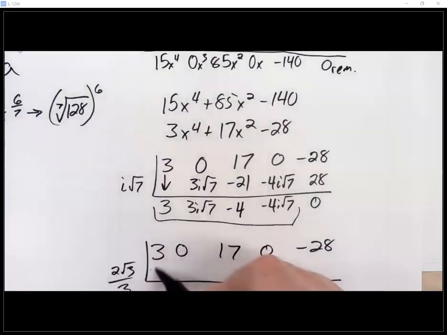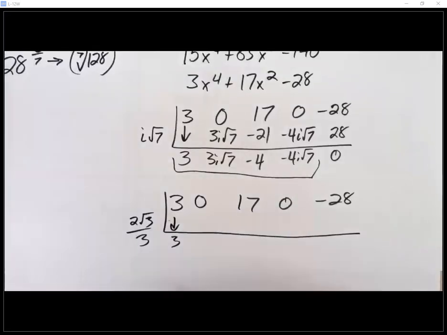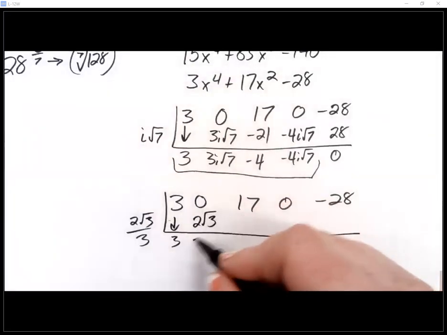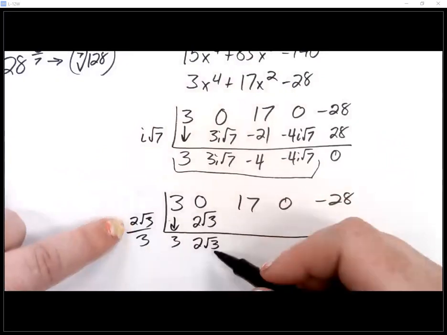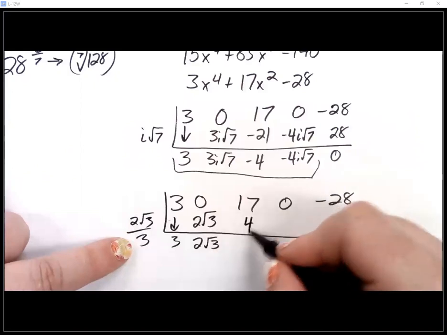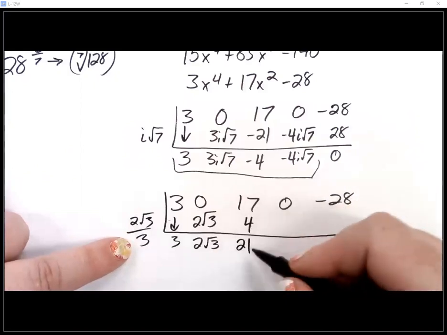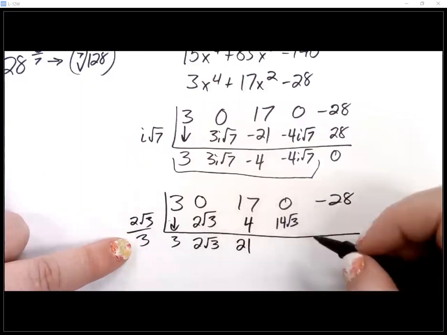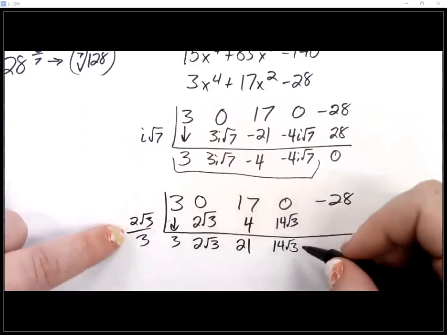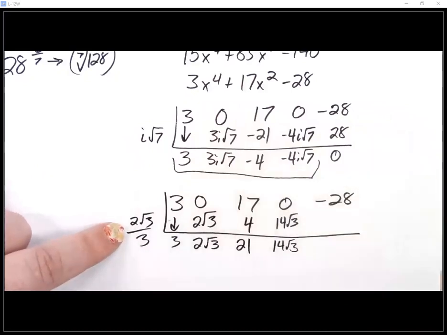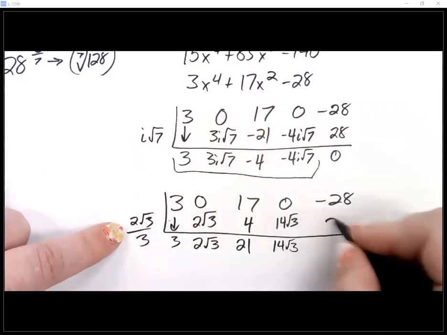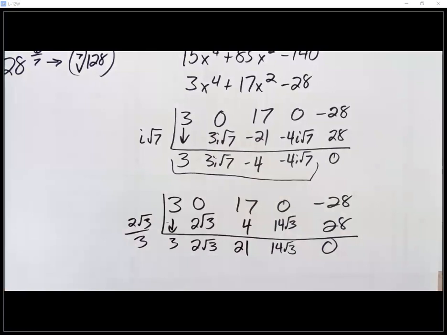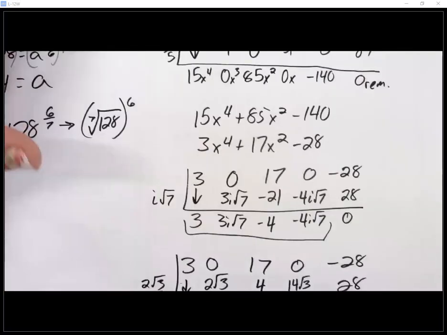Oh, look, already it's kind of not. Multiply those two, you get 2 root 3. Okay, add it together, 2 root 3. Multiply. So that's going to get me 4 times 3 is 12 over 3 is 4. Add these together, that's 21. Multiply, that's 14 root 3. Add 14 root 3. Multiply. So it's going to be 28 times 3 divided by 3, so that's just 28. All right, so 2 root 3 over 3 works. Yay. Which means that my answer has got to be choice D.